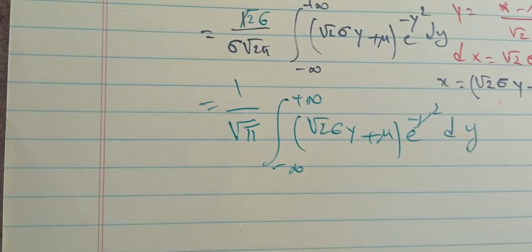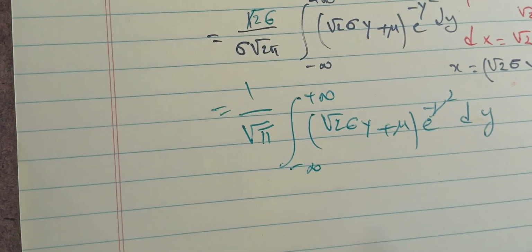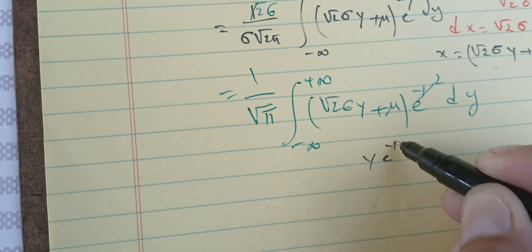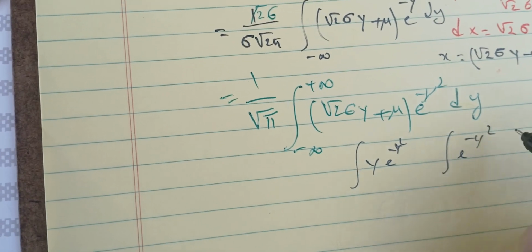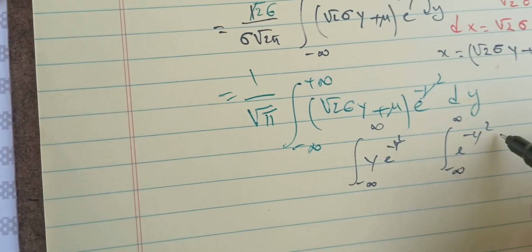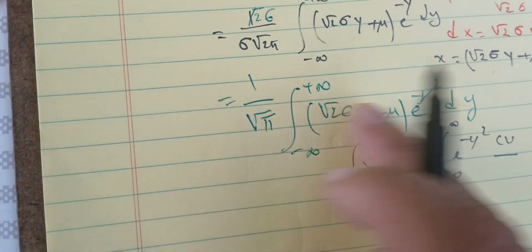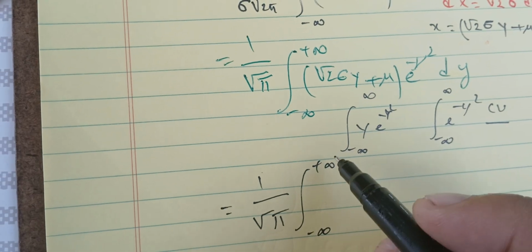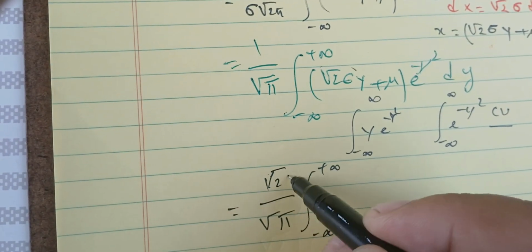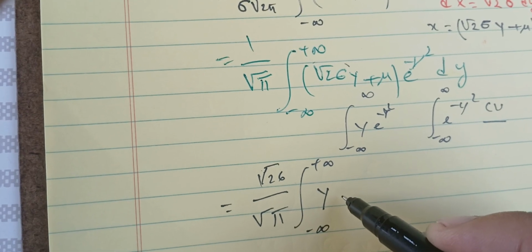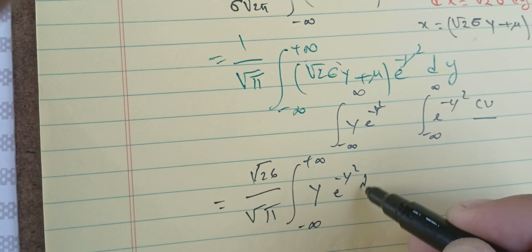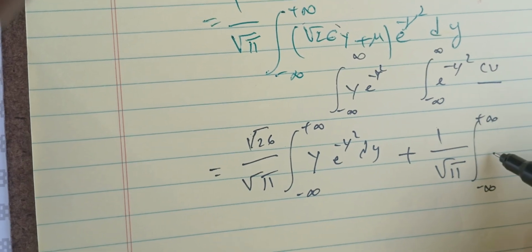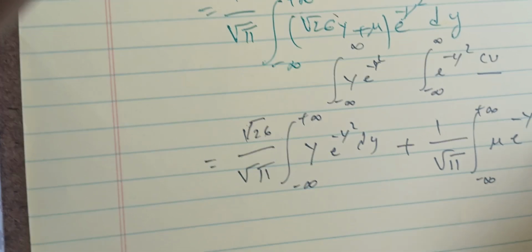Now I can use the definition of the improper integral to find my result. I'm assuming that the integrals of y e to minus y squared and e to minus y squared are both convergent. I can split this integral. I have 1 over square root of pi times square root of 2 sigma, the integral between minus infinity and plus infinity of y e to minus y squared dy, plus 1 over square root of pi, the integral between minus infinity and plus infinity of mu e to minus y squared dy.